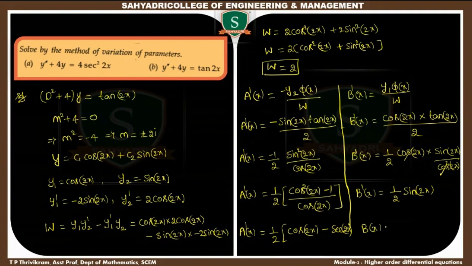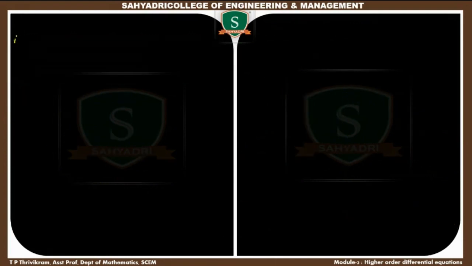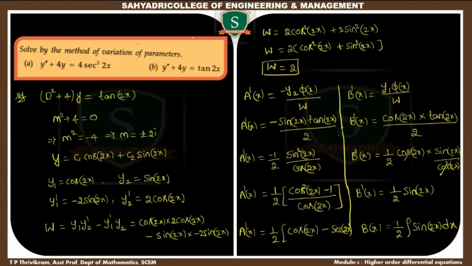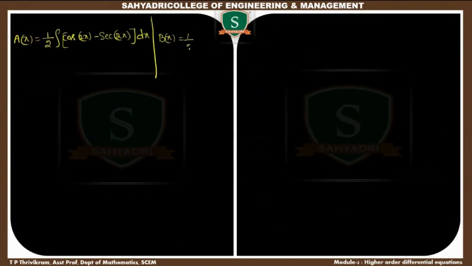Similarly, b of x can be written as 1 by 2 integral sine 2x dx. Okay, so now a of x is equal to 1 by 2 integral cos 2x minus secant 2x dx. b of x is equal to how much? 1 by 2 into, this is minus cos 2x divided by 2, right? Integration of sine is minus cos. So minus cos 2x by 2 we will get.